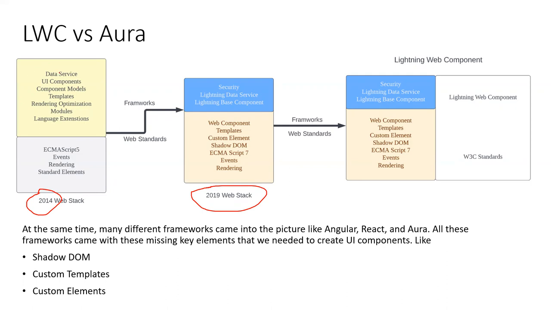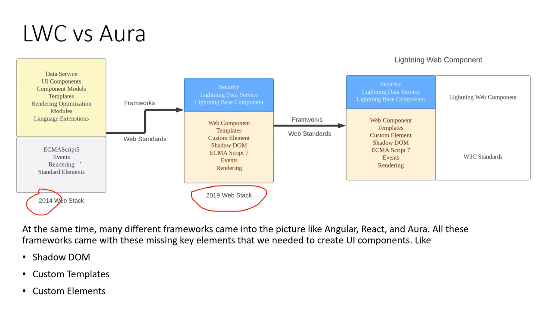But for Lightning Aura components, there were multiple frameworks like Lightning Data Service, also known as LDS, which is again a framework. There were UI components and component models, meaning their own component structure defined by Aura. There were templates and rendering optimization. You could also use custom modules, but in terms of JS files, like static resources, or you might write your custom JavaScript. Language extensions were used if you wanted a custom solution inside Lightning Aura components, like an application on top of AngularJS or ReactJS.